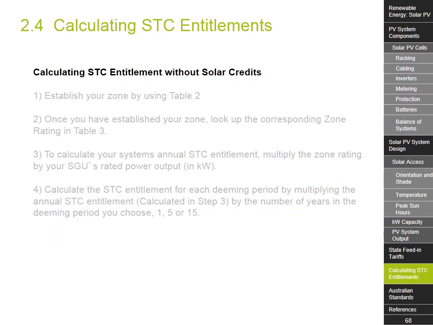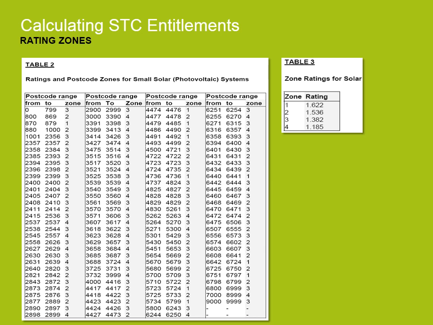There is a simple 4-step system to determining how many STCs may be created for a solar PV system. 1. Australia has been divided into 4 zones for solar PV installations, which represent the differing number of sunlight hours across Australia. Establish your zone by using Table 2, ratings and postcode zones for small solar photovoltaic systems, on the upcoming slide. 2. Once you have established your zone, look up the corresponding zone rating in Table 3. These tables can be used to determine the zone ratings for solar PV systems based on their location.